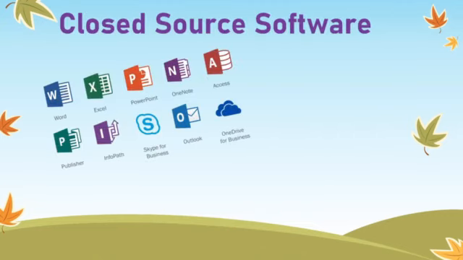Now let's see some closed source softwares. We all are using these softwares, but we are not aware whether we are using open source or closed source software. This is also called proprietary software. MS Office is closed source software, that is proprietary software. One has to have the licensed copy of this software.